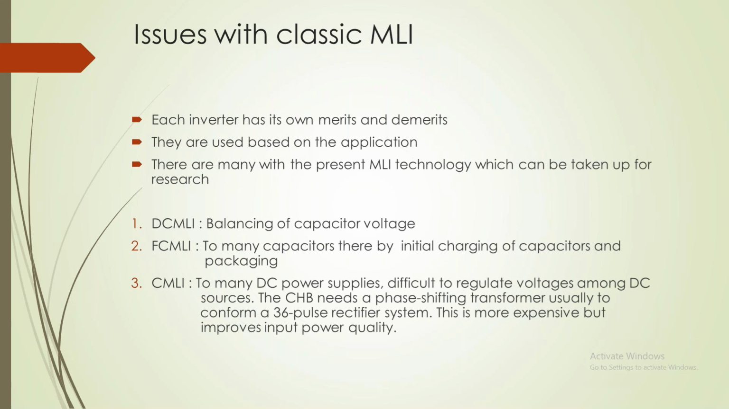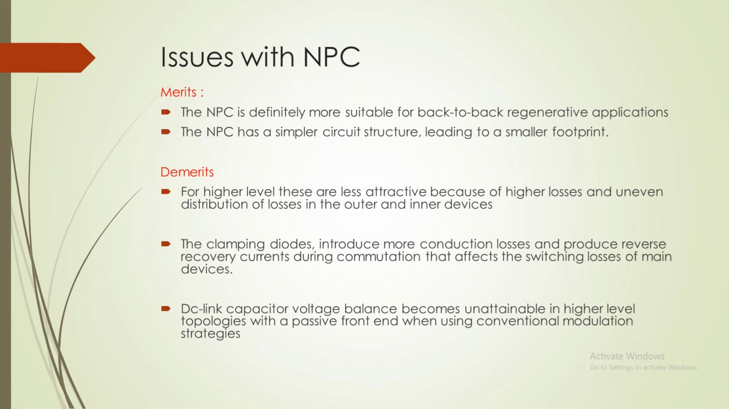Now, let's discuss the advantages and issues associated with these multi-level inverters, that is diode clamp, flying capacitor, and cascaded H-bridge multi-level inverter. Since there are three classical topologies, we cannot expect that one of them is better and use only that. Based on the application, one among these is used for a particular application. So there is no definite multi-level inverter which stands above the other two. We need to choose the best possible one. Let's discuss the issues of these multi-level inverters one by one. Now, issues with the neutral point clamped multi-level inverter.